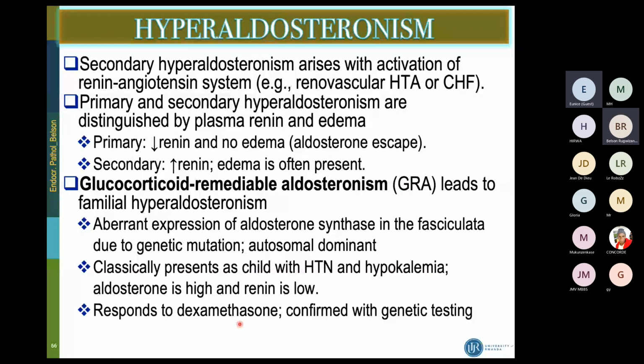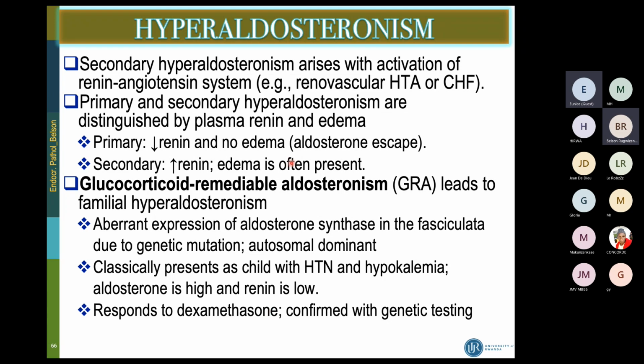So the secondary hyperaldosteronism arises with the activation of the renin-angiotensin system that we saw in physiology, renovascular hypertension or congestive heart failure and so on. So primary and secondary hyperaldosteronism are distinguished by plasma renin and edema. How? So ibi ni ukuvuga as a clinician ni byiza ko afite primary disease or secondary one.